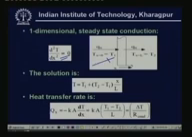So the solution is very simple. Solution is given by T at any x is equal to T1 plus T2 minus T1 into x by L.